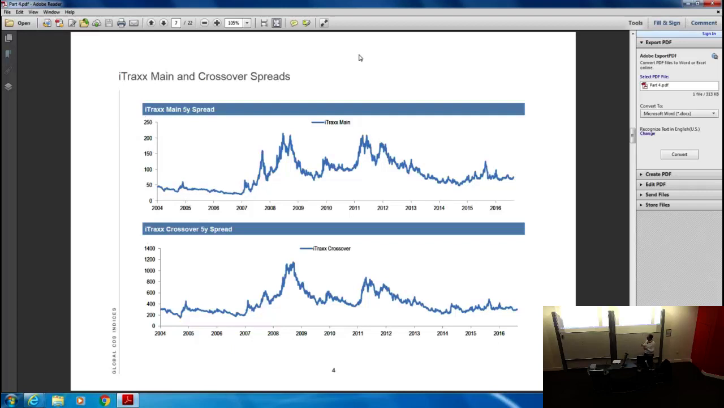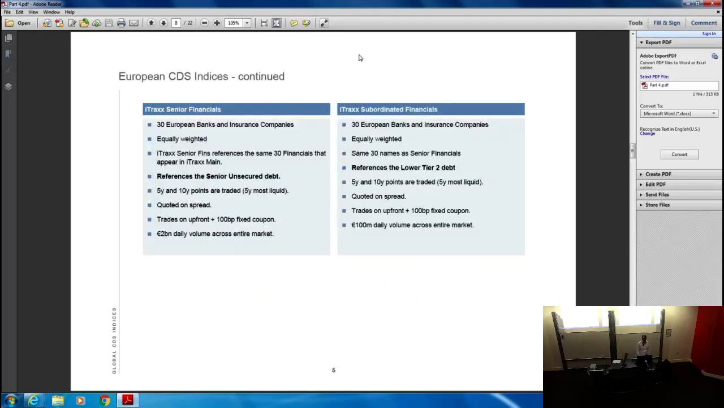They tend to be relatively well correlated with each other. Spreads moving wider in Main tends to be spreads moving wider in crossover as well, but people do trade the differential between those two as well. And roughly speaking, the beta or the spread ratio is about 4 times if you're looking at crossover versus Main.